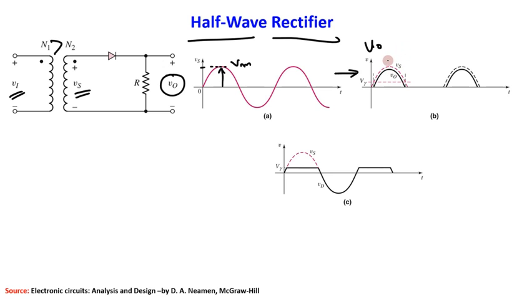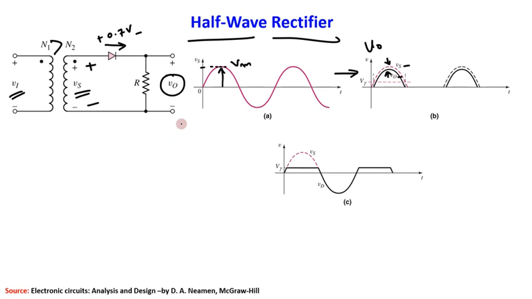Yes, the difference between this Vs and V0 is due to the voltage drop across this diode. Because when the diode is conducting, that means when this is positive and when this is negative, then the diode is conducting. At that time, a voltage drop of 0.7 volt will be there across this PN junction diode, and that's actually resulting in this difference between Vs and V0, isn't it?